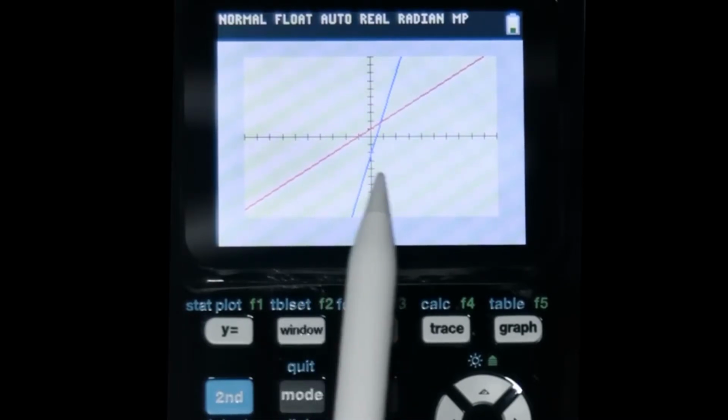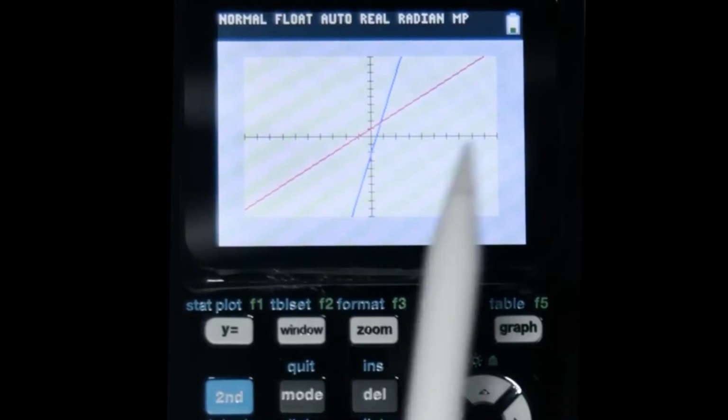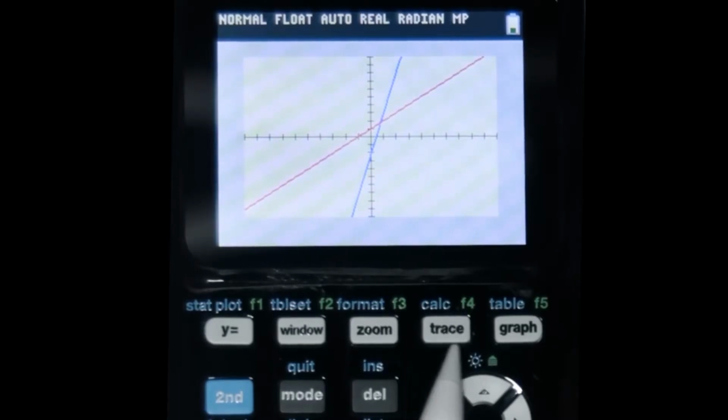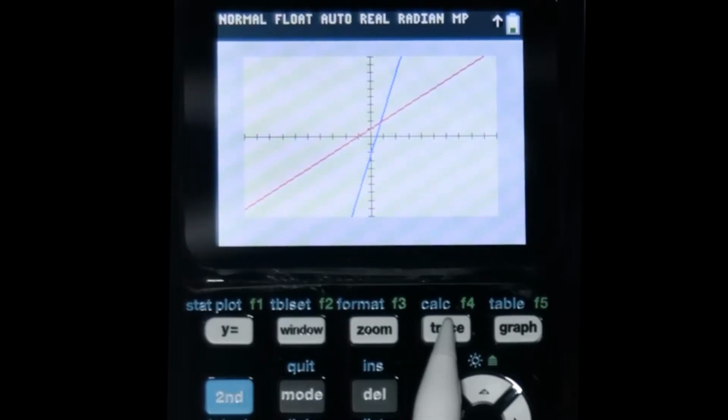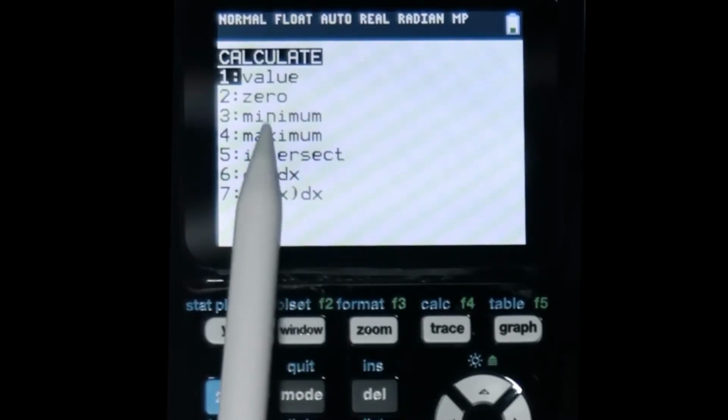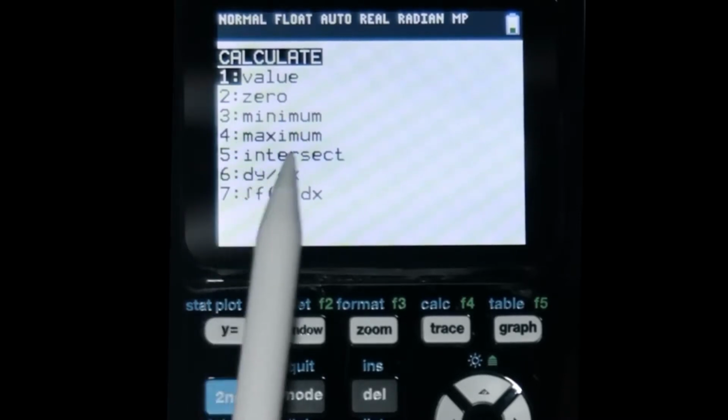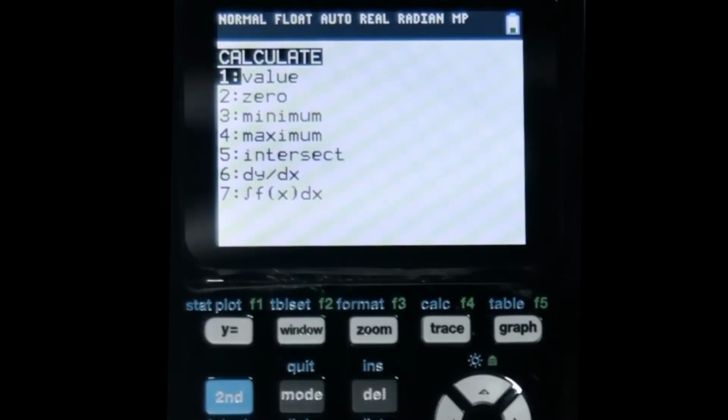Now, we can find out the point of intersection by using one of the functions of the calculator. If you look at this trace button, on top of the trace button you see calc. That's calculations. So if I press shift and then trace, that gives me the ability to calc the value, the zero, the minimum, the maximum, the intersection, and so on. I'm going to go down to intersection because I want the intersection of those two functions. I'm going to press enter.